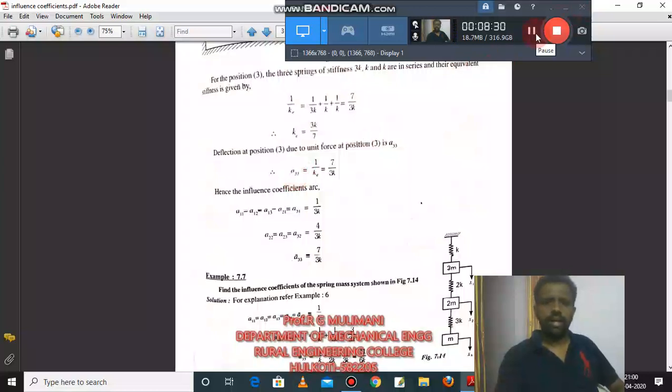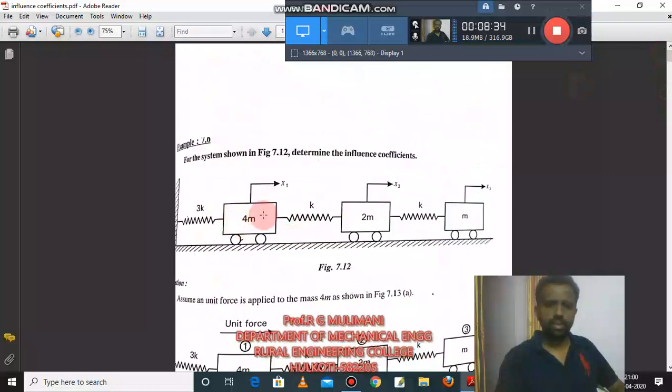Okay. Now what you have seen here, when mass 1 is pulled, all the masses are displaced with the same magnitude. So A11 is equal to A21, that is equal to A31, that is equal to A12 and that is equal to A13. So the reciprocal of this spring stiffness, 1 by 3k, that value is the same for all of A11, A21, A31, A12 and A13.